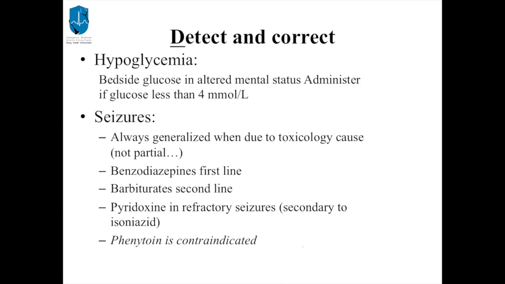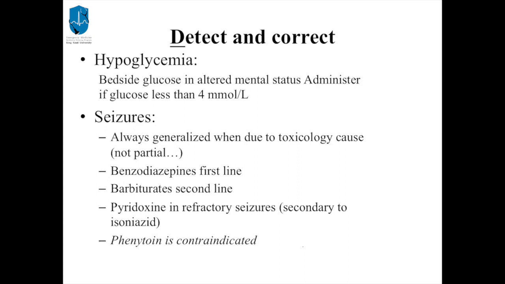Usually there is excess excitatory neurotransmitter causing seizure. It's usually a global, generalized seizure. It's very, very unusual to see a localized seizure from toxins. And it's because of the loss of balance between excitatory and inhibitory neurotransmitters. So what you need is to increase the inhibitory neurotransmitters by giving something that increases GABA directly, like benzodiazepines, barbiturates, or propofol.